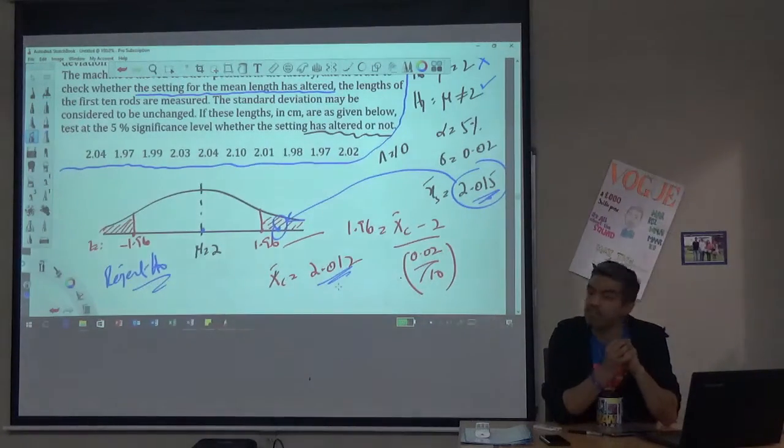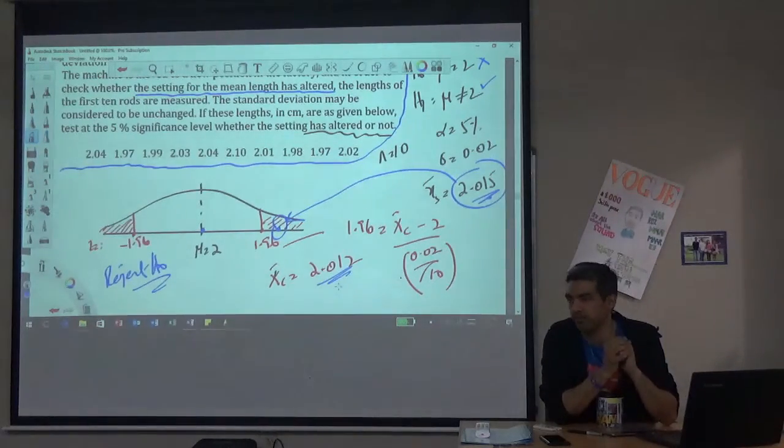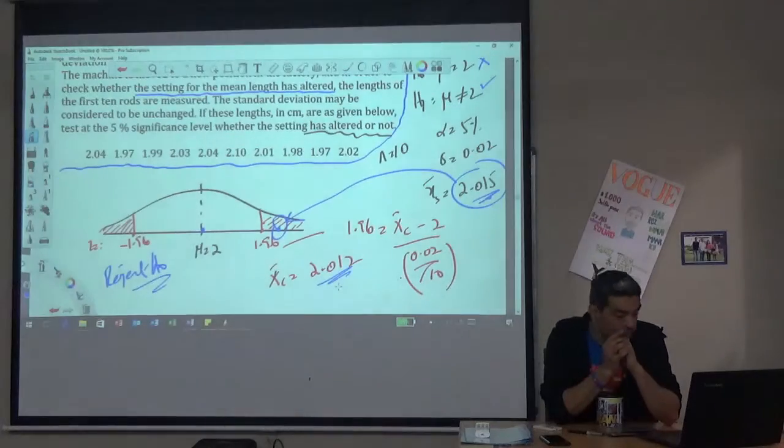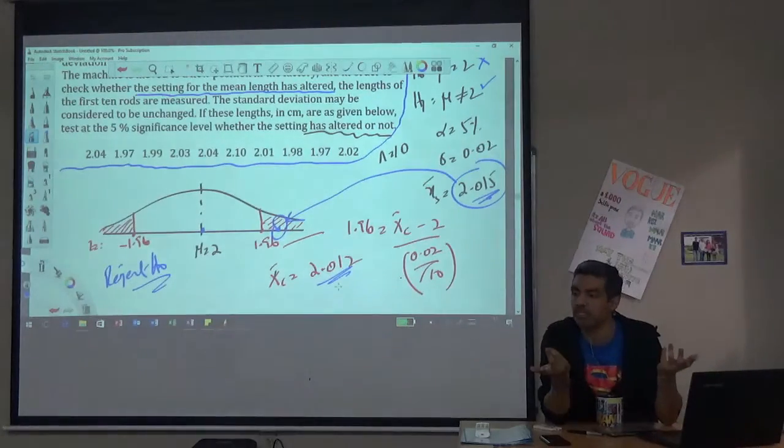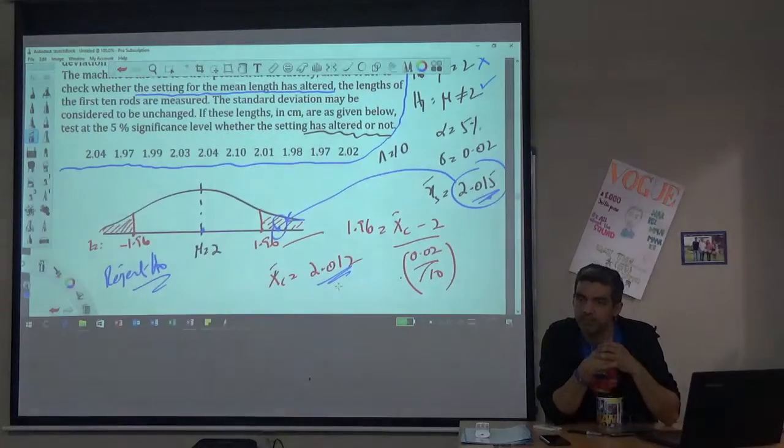Now, the point is this, you do stand a chance of making an error because, at the end of the day, your calculation is based on a sample. No matter how much care you take, there's always a chance of an error. So it might have been possible that you have rejected a true null hypothesis, just because by chance you ended up with those 10 rods that didn't suit your setting. Are you getting the point here?